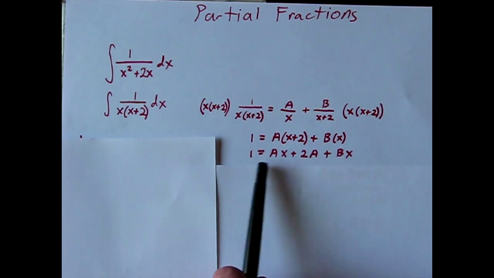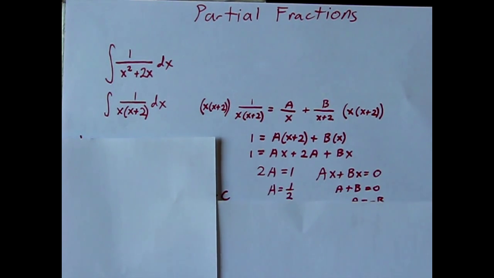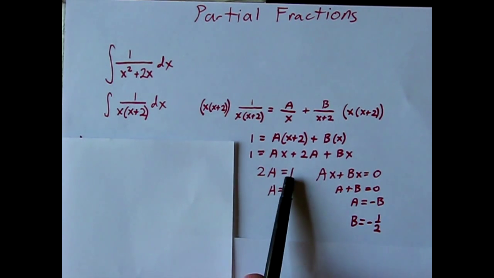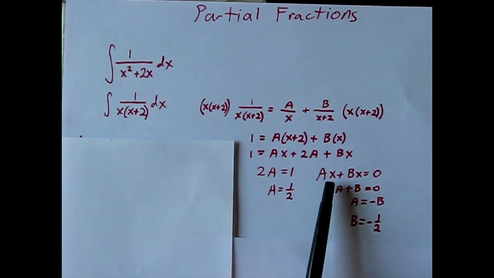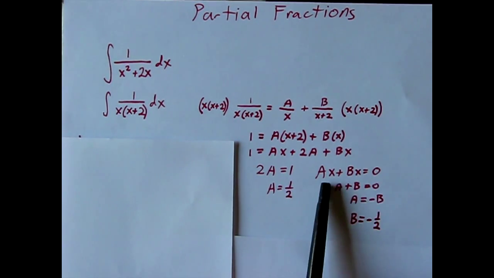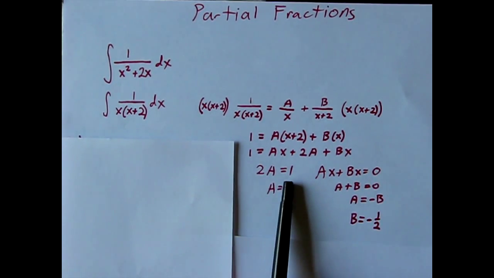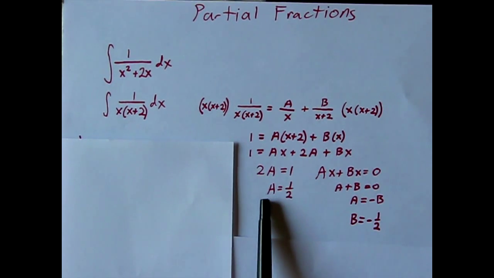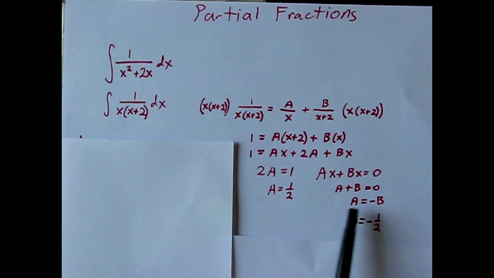Simplify down and you get 1 equals ax plus 2a plus bx. And then you separate into a system of equations. You get 2a equals 1 because on the other side there's no x. All things attached to an x are going to equal 0. You can divide the x out and get a plus b equals 0. And 2a is going to equal 1 because there's no x on this side. And then you simplify out and get a equals 1/2. And then you simplify down on this side and get a plus b equals 0, a equals negative b, and b equals negative 1/2.